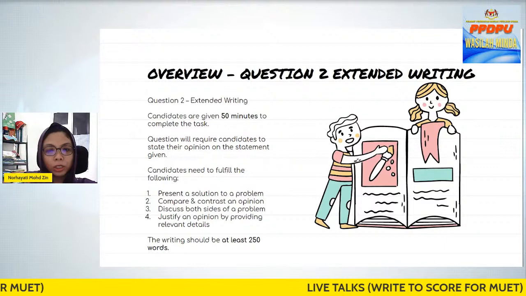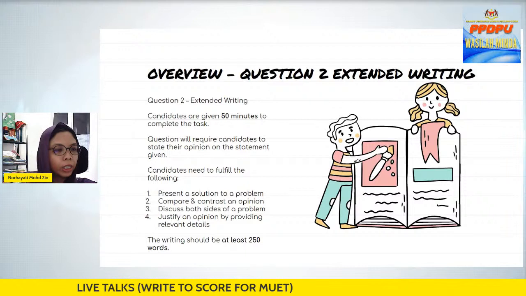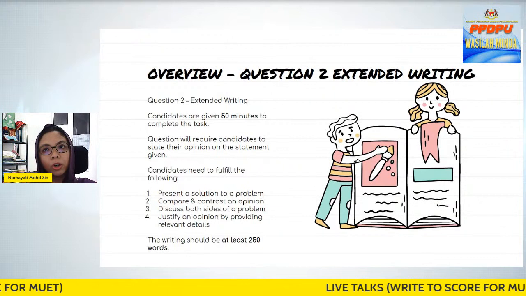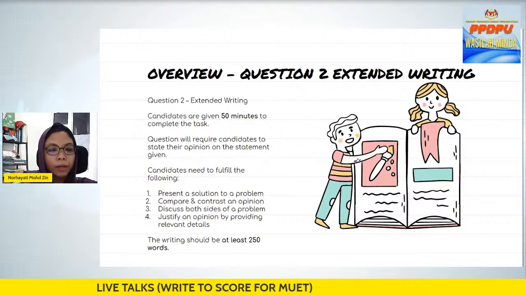But for question two, this is where we check your maturity in how you answer the question, your point of view, and how you develop your points. So this will need a lot of practice.